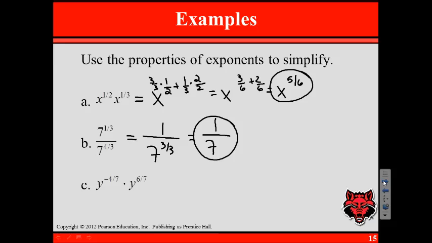Example C, y to the negative 4 over 7 times y to the 6 over 7. We can move the first term down to the denominator and then work it out. But since we're already multiplying, we can use the product rule and just add the exponents. So this will become y to the negative 4 over 7 plus 6 over 7. We have a common denominator, so that becomes y to the 2 over 7. And that's the simplified result.